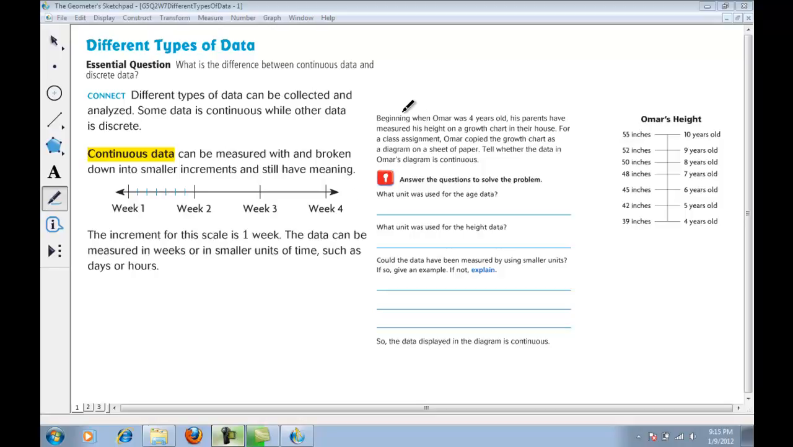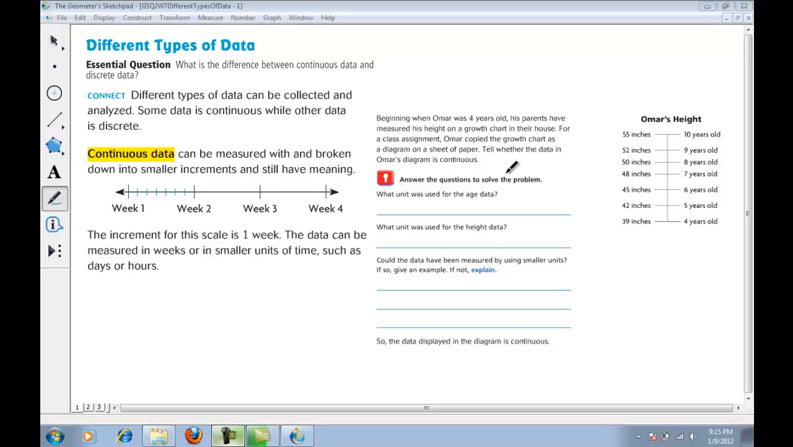Now let's take a look at this example. Beginning when Omar was 4 years old, his parents have measured his height on a growth chart in their house. For a class assignment, Omar copied the growth chart as a diagram on a sheet of paper. Tell whether the data in Omar's diagram is continuous. We can see this here. When Omar was 4 years old, he was 39 inches. 5 years old, 42 inches. 6 years old, 45 inches, and so on. Each year, it tells us how many inches tall he was.